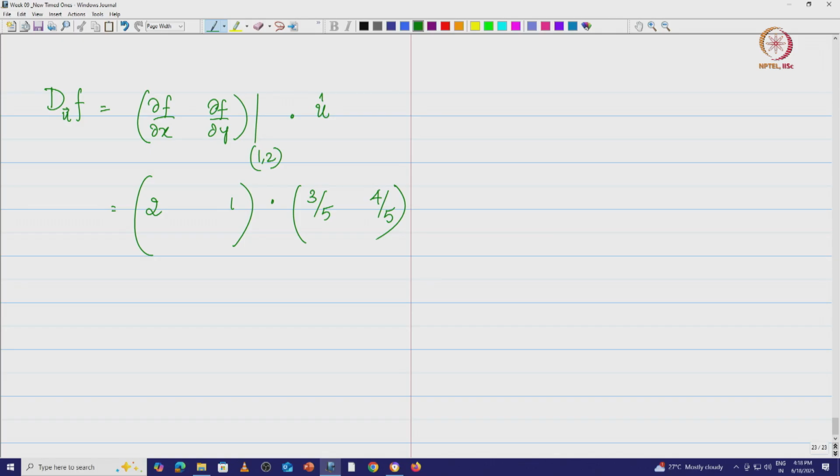So, what do we get here? We get the dot product, which is going to be 2 into 3/5 plus 1 into 4/5, which is going to give me 10/5 and that is equal to 2. So, that is basically the slope of the function standing at the point (1, 2) looking in the direction of (3, 4). So, that is the slope. Suppose you change the direction, the slope will change, right. This is how you calculate.